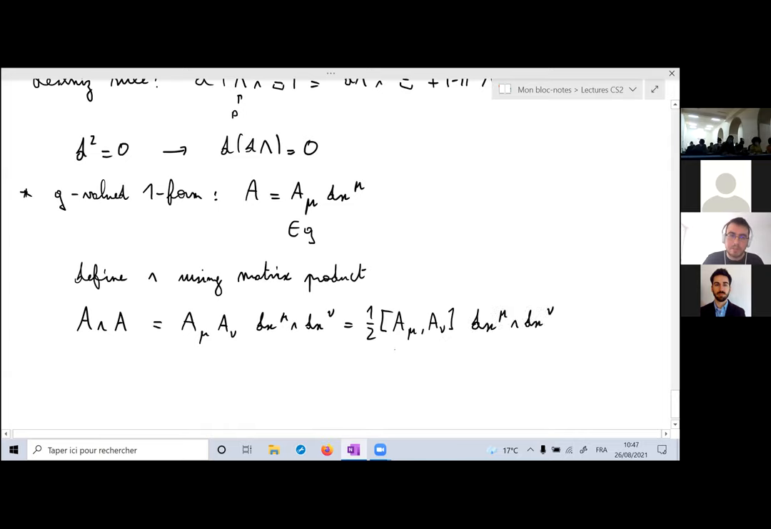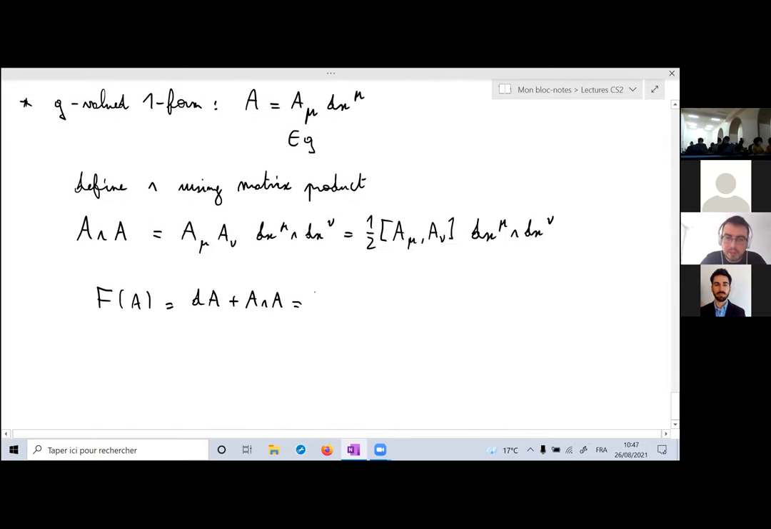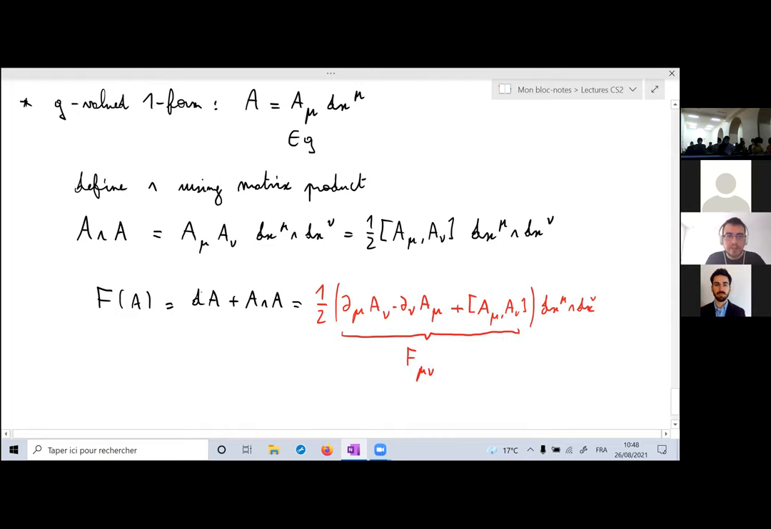And now maybe you start to see why this will be useful for us, because in particular, if I consider the two-form dA plus A wedge A, remember that if A is a one-form, then dA is a two-form, and this is also a two-form. Then, using what we saw before for the derivative, expressed in terms of this 1/2 skew-symmetrized derivative, I can rewrite this as 1/2 (d_mu A_nu minus d_nu A_mu). So this is the dA part. And then this part contributes as a commutator, times dx^mu wedge dx^nu. And there you recognize exactly the curvature F_mu nu. So this will be an easy way to use curvatures in the field. And that's why typically we use these differential forms.